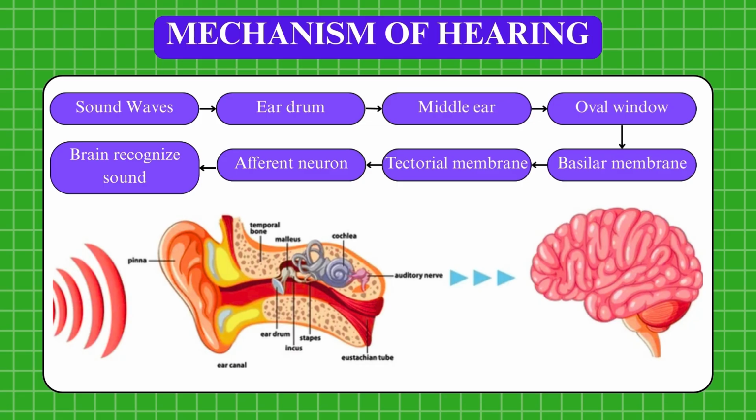The waves in the lymphs induce a ripple in the basilar membrane. The movements of the basilar membrane bend the hair cells and press them against the tectorial membrane. The nerve impulses are generated in the afferent neurons. These impulses are transmitted by the afferent neurons to the auditory cortex of the brain. These impulses are analyzed and the sound is recognized.